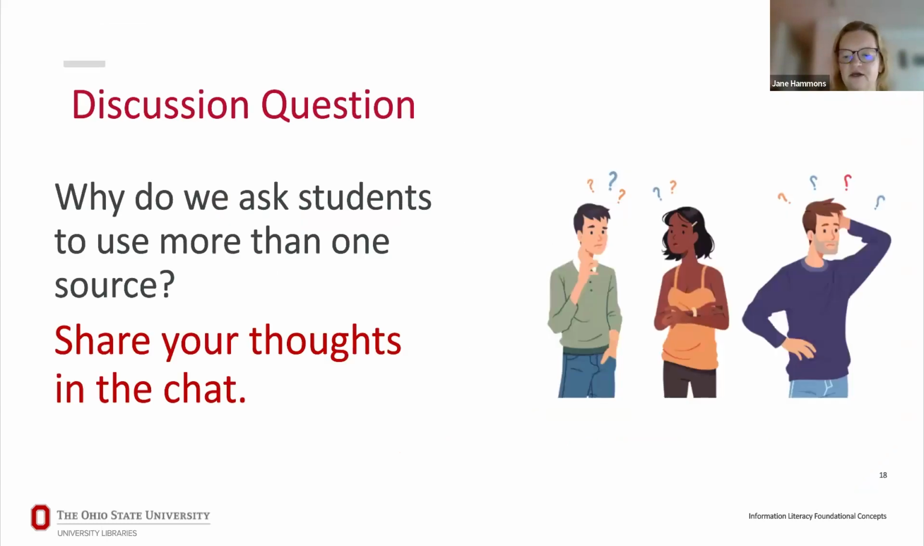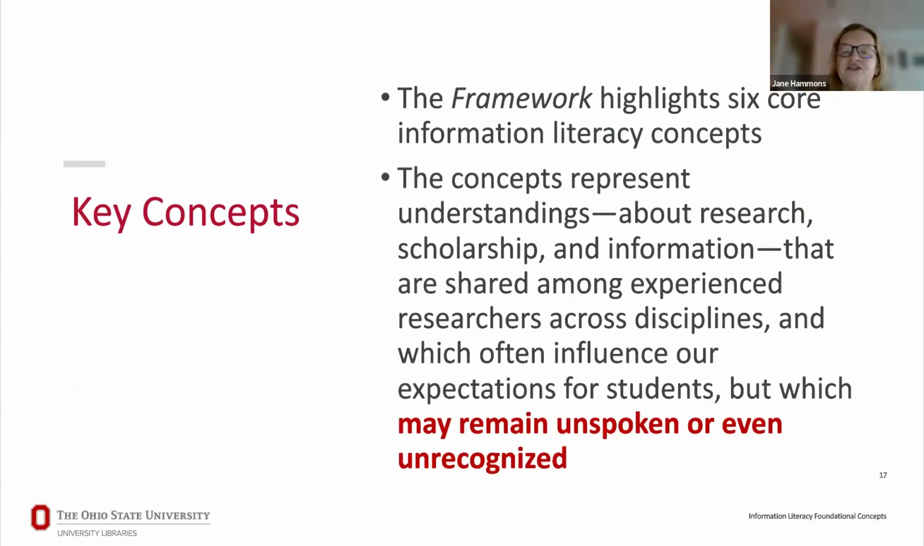All right, so I'm going to go back. This is good. The framework for information literacy highlights six core information literacy concepts. What these concepts basically represent are understandings about research as a process, about scholarship, and about information use and access more broadly that are shared among experienced researchers, but that aren't often explicitly spoken about, or maybe aren't even recognized. These are things that someone who's been an experienced researcher will probably understand, but may not even realize that it's something they understand.